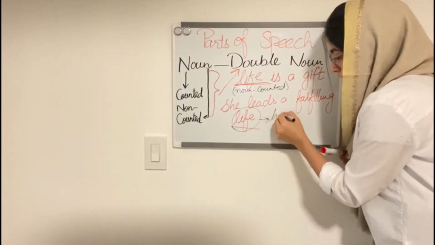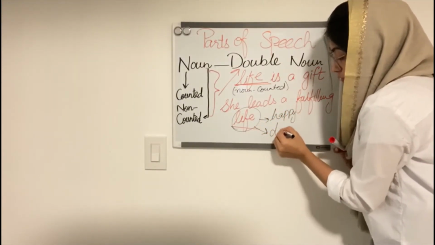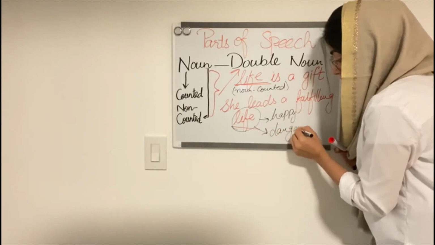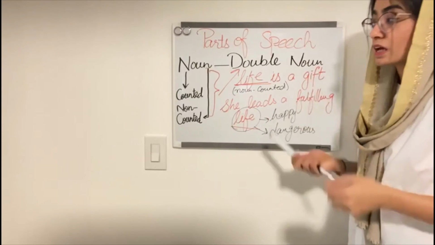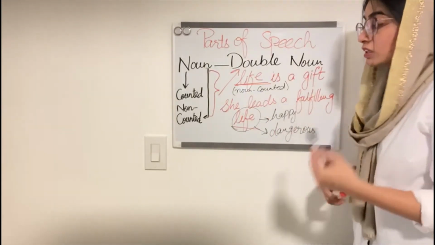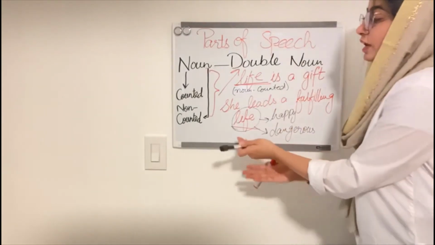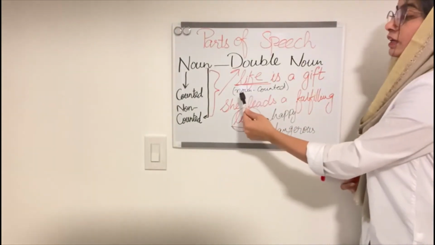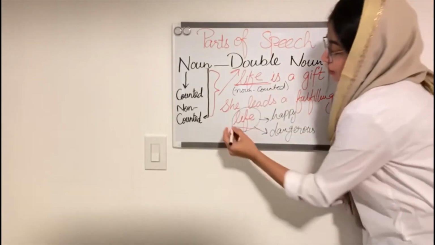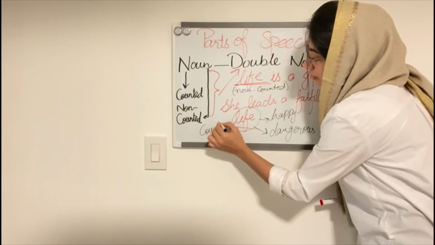Over here, this life has a meaning. It can be happy, it can be dangerous, it can be promising, it can be sad, but it certainly gives a meaning to a life, describes a life. But over here, it is counted. Here we have life as a counted noun.